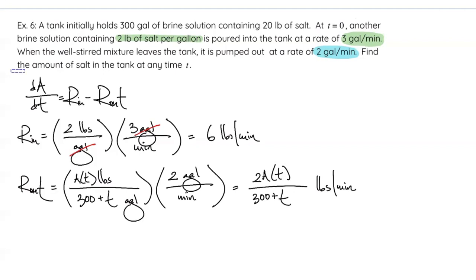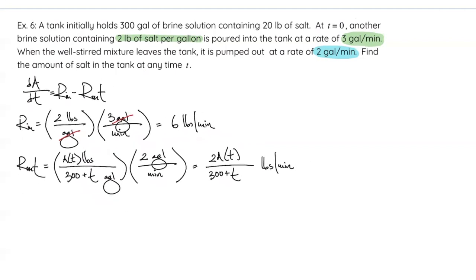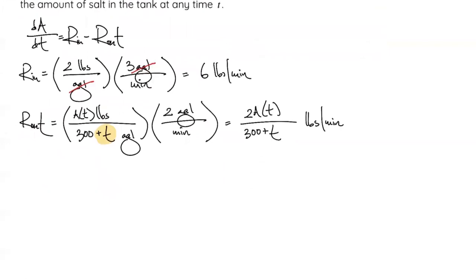Now, I hope you are asking yourself, where did she get that t from? Why is it 300 plus t? And I will tell you. So where does that t come from? It turns out that if I think about just how much is coming in minus how much is going out, so not including concentration, not how much salt is coming in, but literally how much solution is coming in, we have 3 minus 2, or 1 gallon per minute.